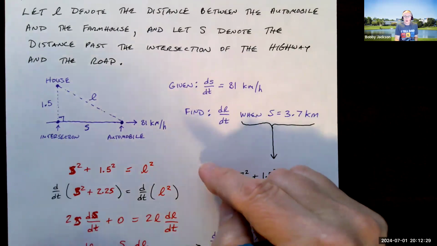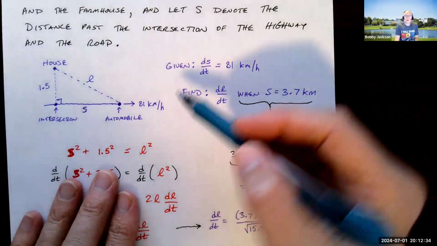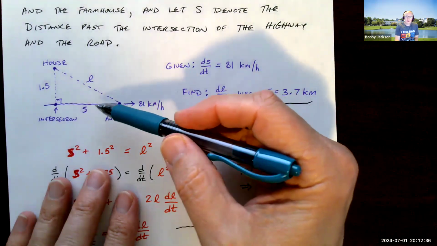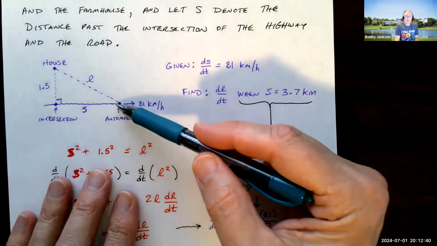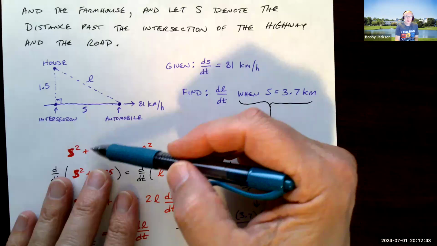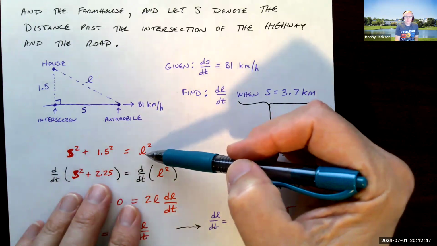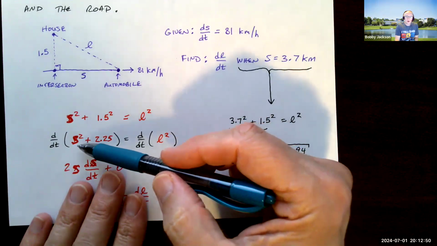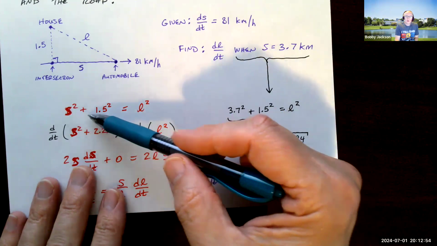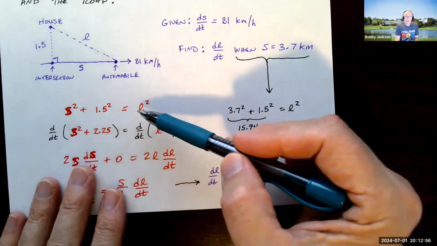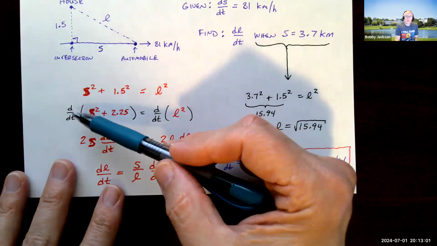Okay. So what's the equation that relates our variables S and L together? Well, it's the Pythagorean theorem, isn't it? We have the sum of the squares of the two sides of this right triangle equals the square of the hypotenuse. Hypotenuse length is L in this case. So I have S squared plus 1.5 squared equals L squared. So 1.5 squared is 2.25. So that's now the equation that relates our variables of interest. We want to get our related rates equation. The way we do that is we take the derivative with respect to time.